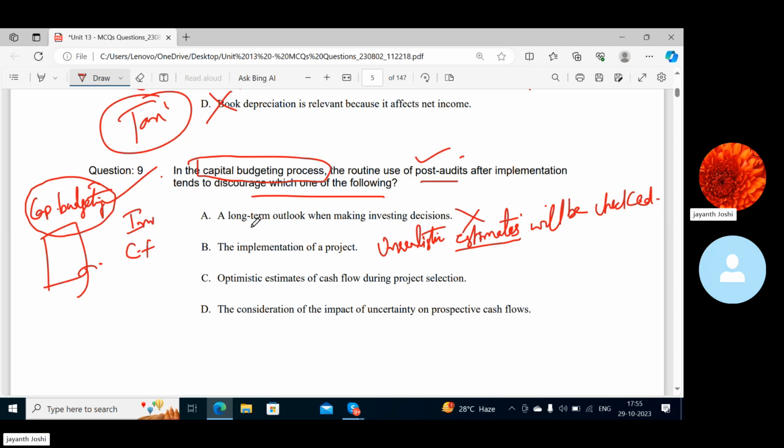It will discourage a long-term outlook when making investment decisions. How can it discourage a long-term outlook when the capital budgeting process itself is for long-term, right? The basic nature of capital budgeting is for long-term, so it can't discourage. It will not discourage the implementation. Audits are done after the implementation. It will just check the unrealistic estimates and cannot be a hurdle for selecting profitable projects, right? Just a second.